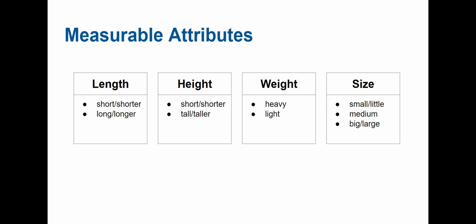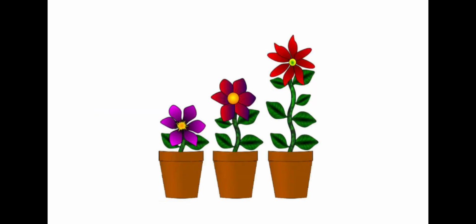In addition, they will describe which object has more of or less of the attribute, such as when students directly compare the height of objects. Here we see that the red flowers are taller than the purple flower, and the purple flower is shorter than the red flowers.